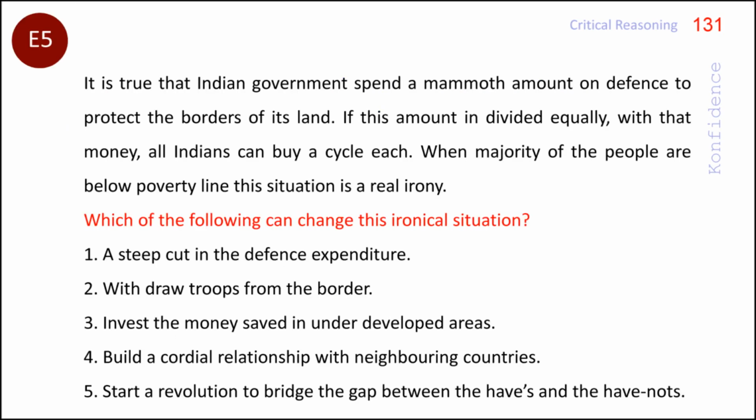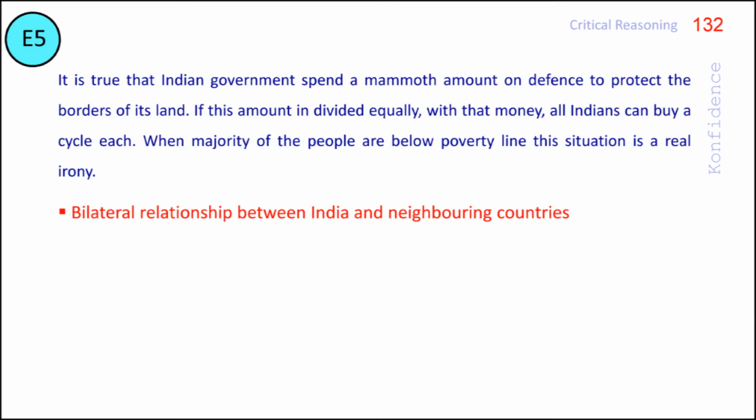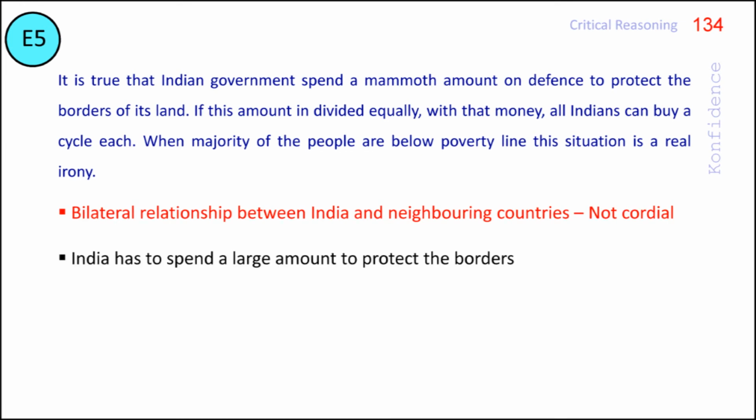Now refer to example E5. The passage describes the ironical situation of mammoth defense spending when the majority of the people are below the poverty line. The question asks us to select the option which could lead to a change in this ironical situation. From the passage, we can infer that the bilateral relationship between India and her neighboring countries is not a cordial one. That is why India has to spend a large amount to protect her borders.